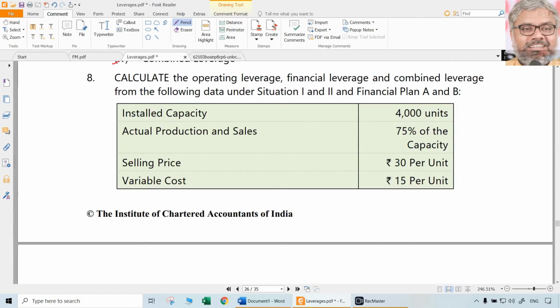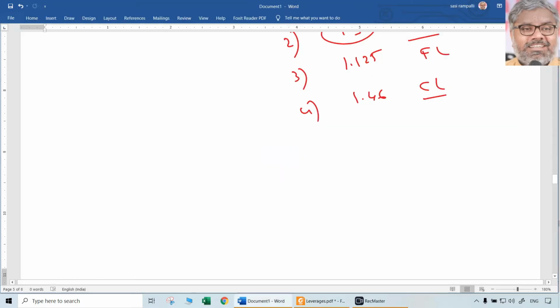Moving on to question number 8. Operating leverage, financial leverage and combined leverage have to be calculated from the data. Situation 1 and 2, financial plan A and B. There are two different things, so multiple combinations are there. That is question number 8.